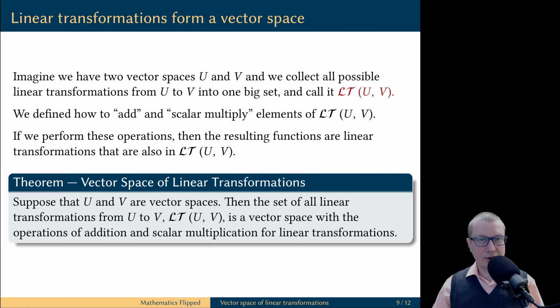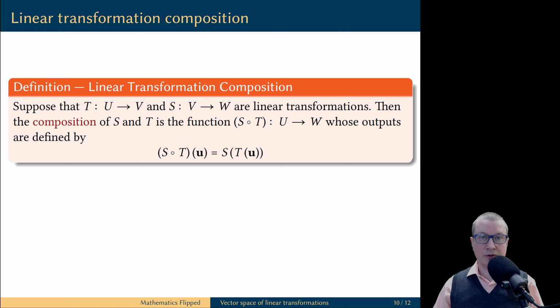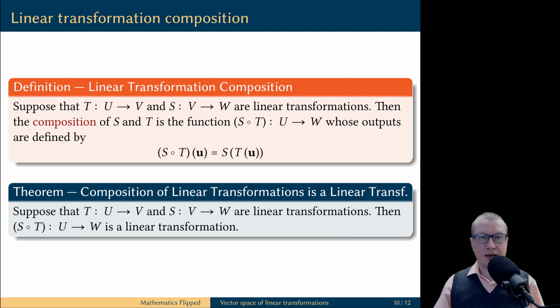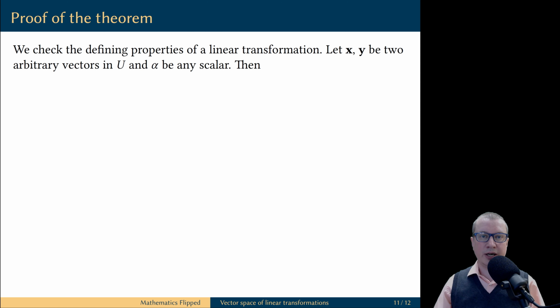This is just mind-boggling. Let's also observe that linear transformations are, on the one hand, simply functions, and we can compose functions. So we define the composition of linear transformations as the usual composition of functions. And as you would probably expect by now, if you compose two linear transformations, the resulting function is still a linear transformation. Let's prove it by checking the two properties of linear transformations.